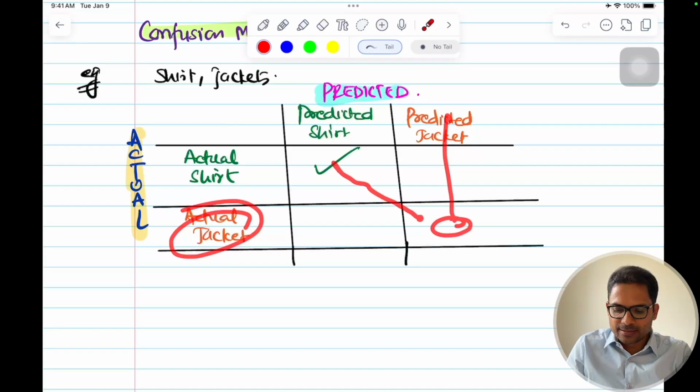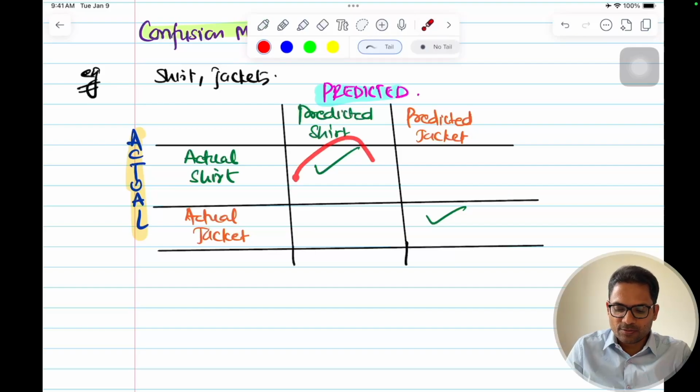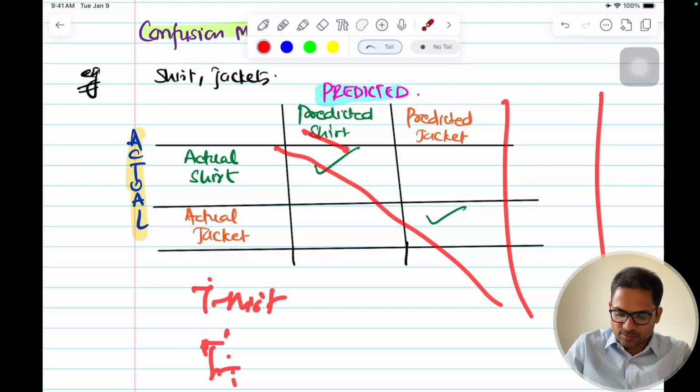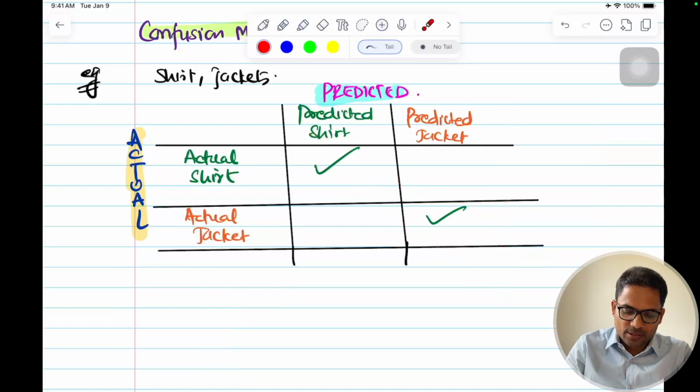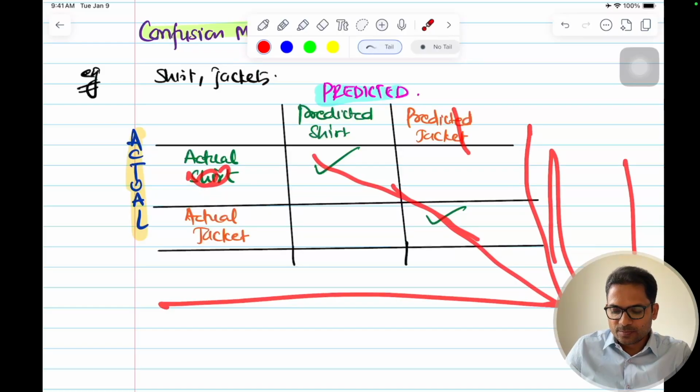So if it lies in this cell, this diagonal, then there is no problem. Everything is working fine. So the model is working fine if it predicts it fine. These are good places. Similarly, we can have multiple classes. They can be like t-shirts, and more, trousers, etc. And this can keep on extending, and we'll have longer diagonal elements. Whatever is on the diagonal means whatever is the actual thing and what is the predicted, if they match, then that is good, no problem.